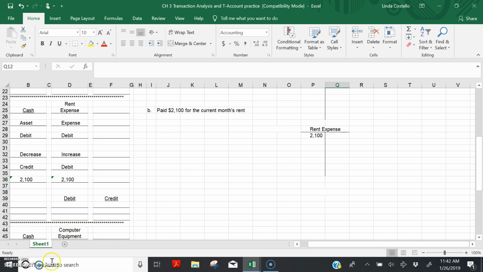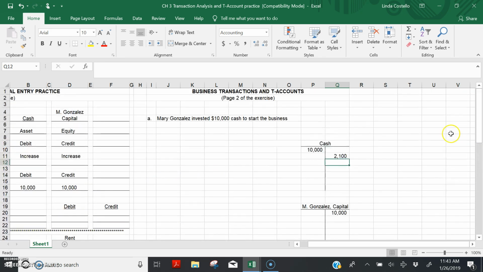Always remember that debits are posted on the left and credits are posted on the right. We need to debit rent expense $2,100, and here in the T account, I debited rent expense $2,100 by posting the amount on the left. We also need to credit cash $2,100, and here I credited cash $2,100 by posting the amount on the right.